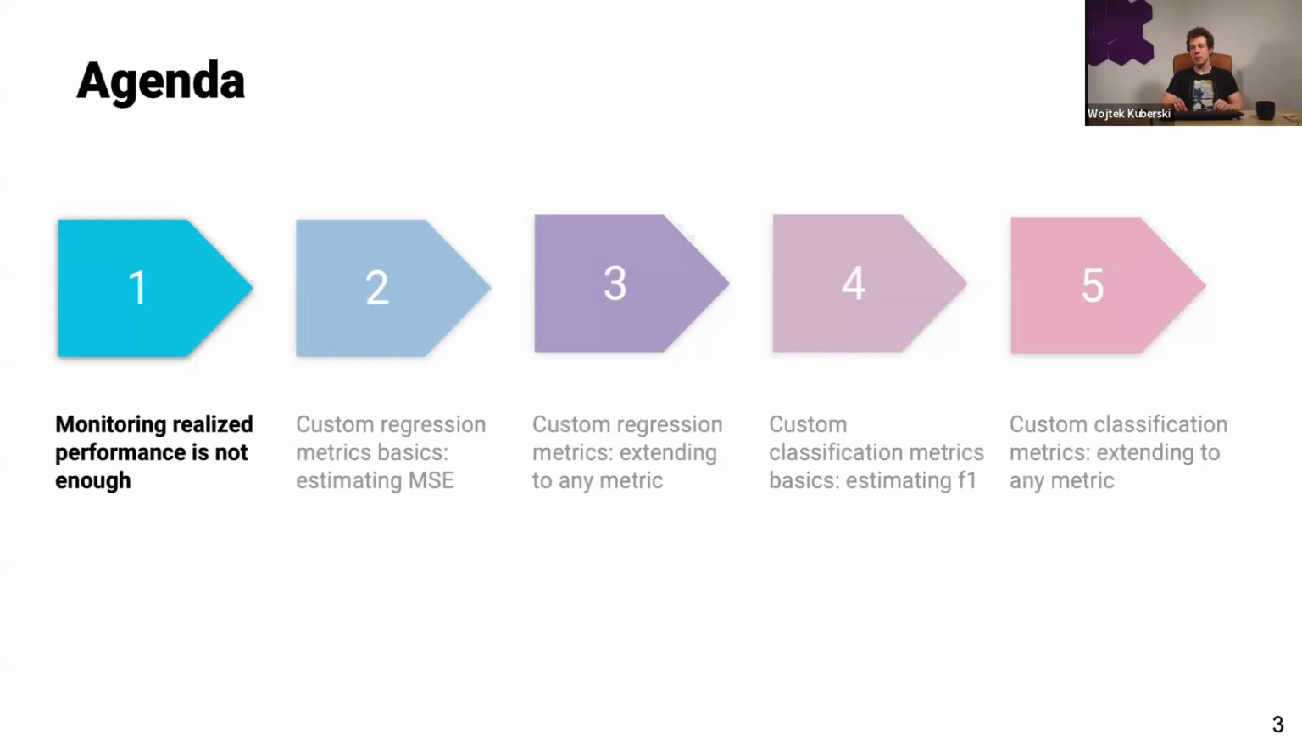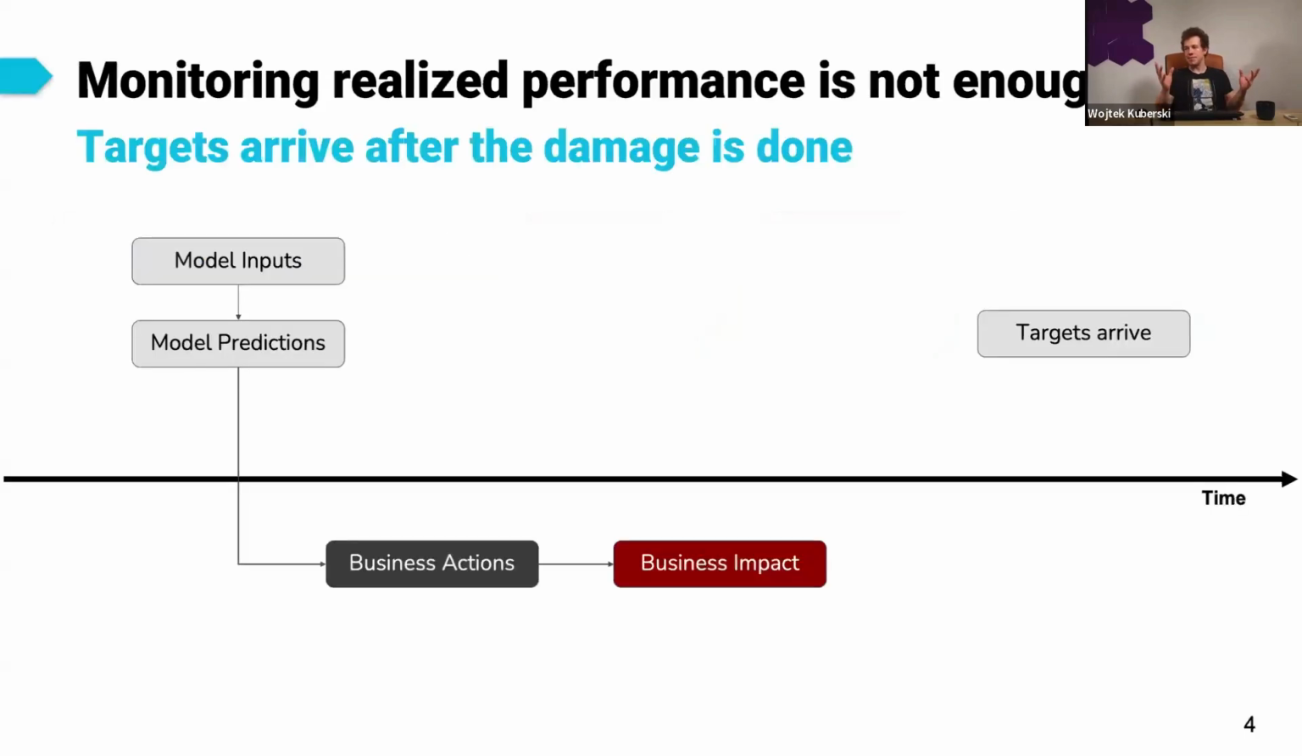So let's start with the first part, which is why monitoring realized performance is not enough. And the main reason for that is that models degrade in production. So of course you need to monitor them, but that I'm assuming is already known by most of you. But the second most important thing is that the targets arrive after the damage is done.